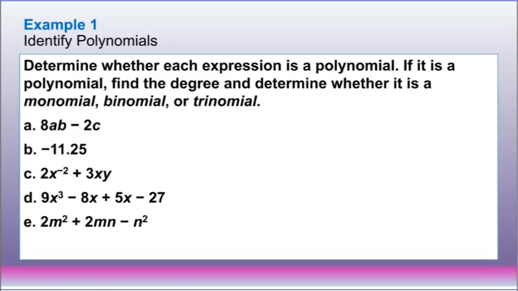What we're going to do in our first examples is determine whether each expression is a polynomial. If it is a polynomial, then you find the degree and determine whether it's a monomial, binomial, or trinomial. First one, 8ab minus 2c. This one is a polynomial, so yes, it is a polynomial, and I have 2 terms, so this would be a binomial.